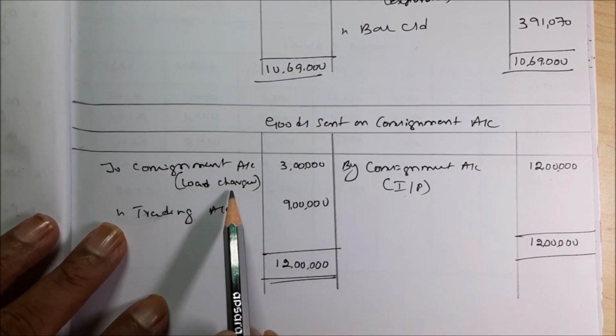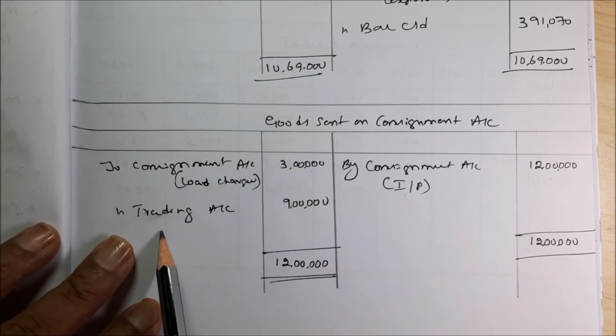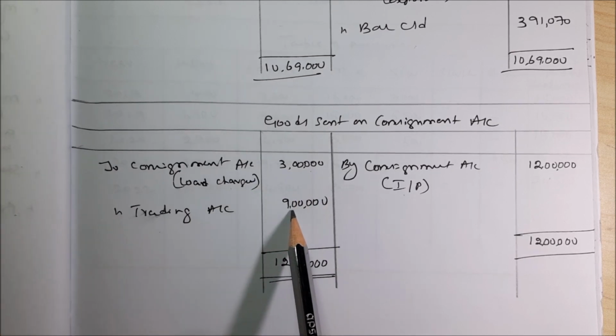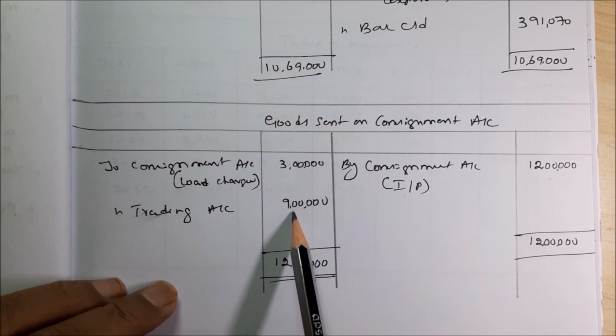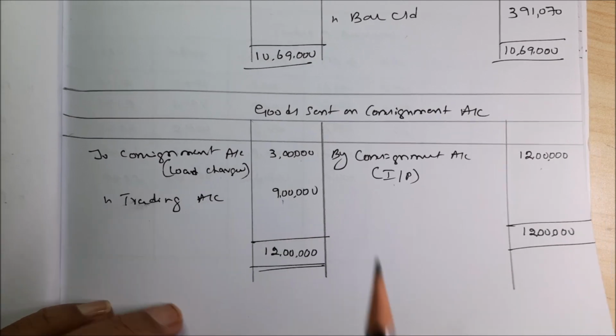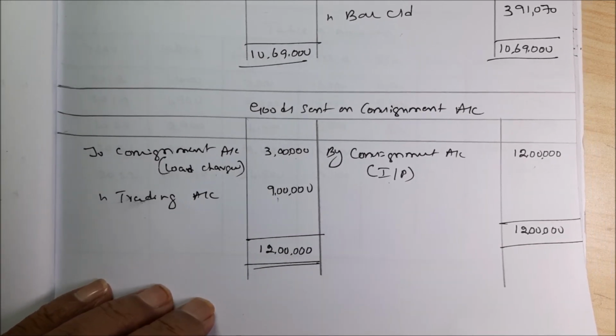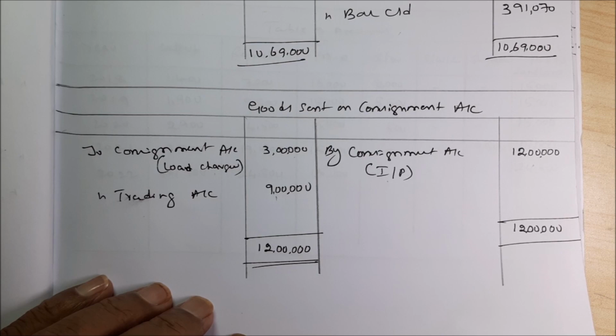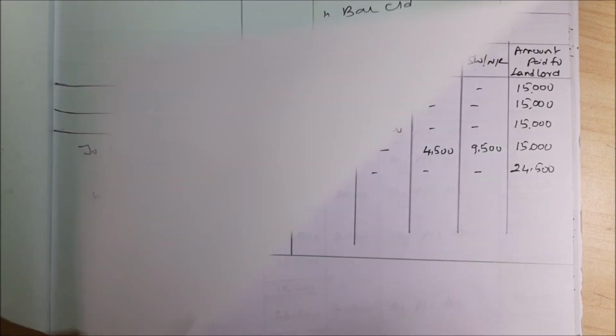Then goods sent on consignment, by consignment account, that is invoice price 12 lakh. To consignment, that is loading charges, how much actually? 3 lakh. Then the trading account, it will be transferred only how much actually? 9 lakh. So this is how you have to work out this problem under consignment. The special trick is our new one: how to calculate stock reserve for unsold stock.